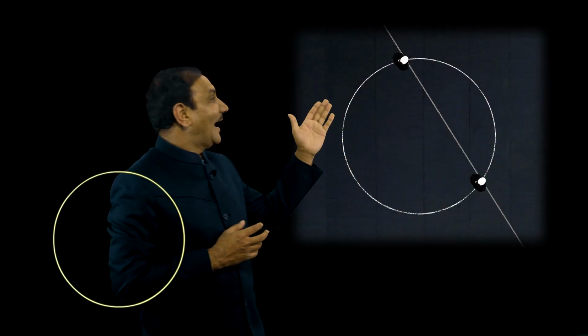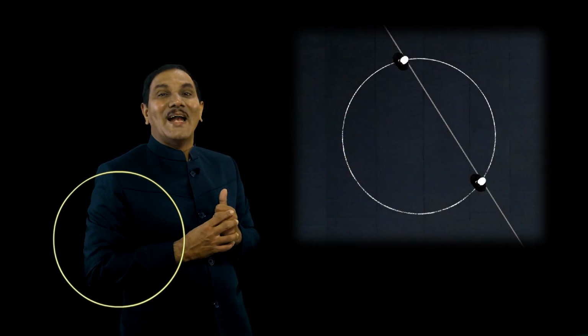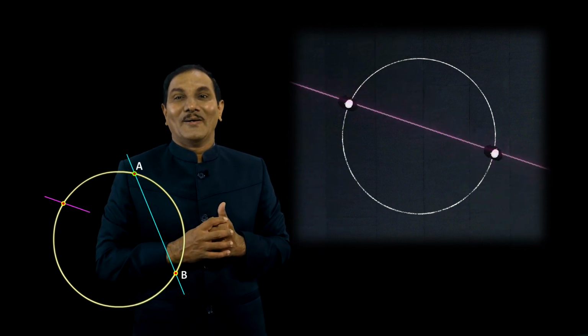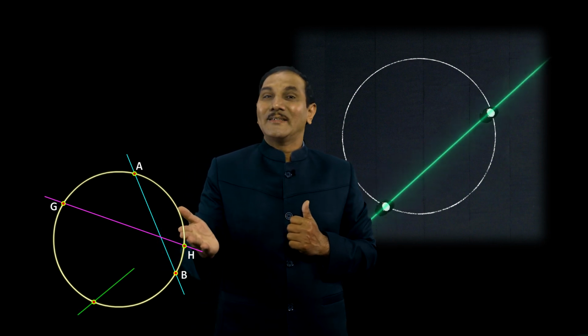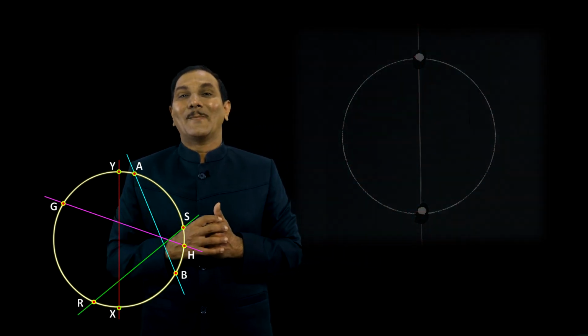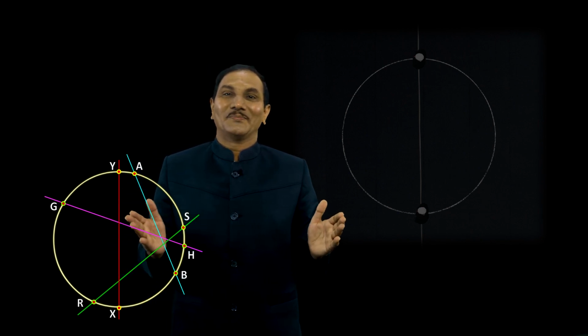Coming back to the field again, see, they are standing at different positions on the circle, forming a secant every time. Wow! One can draw any number of secants as there are infinite number of points on a circle.